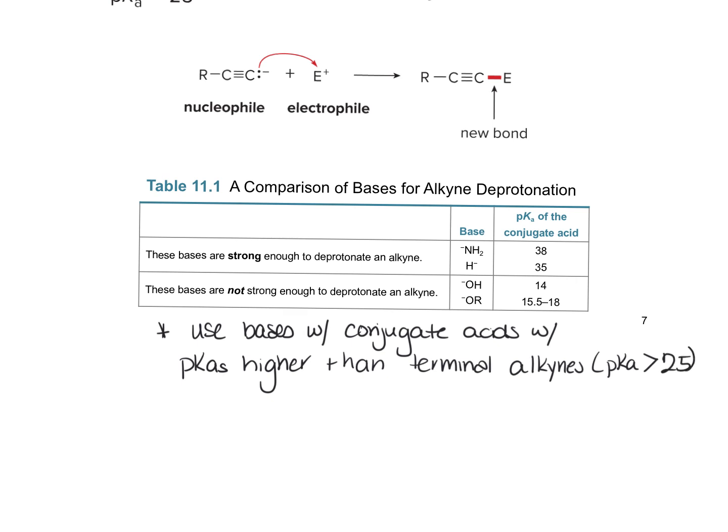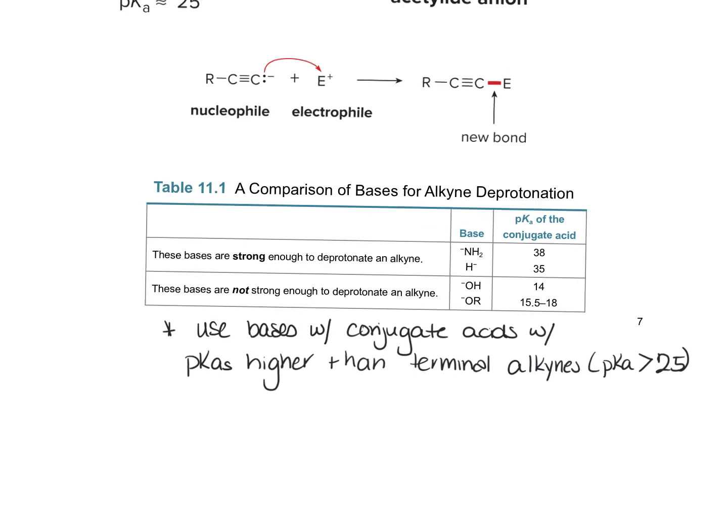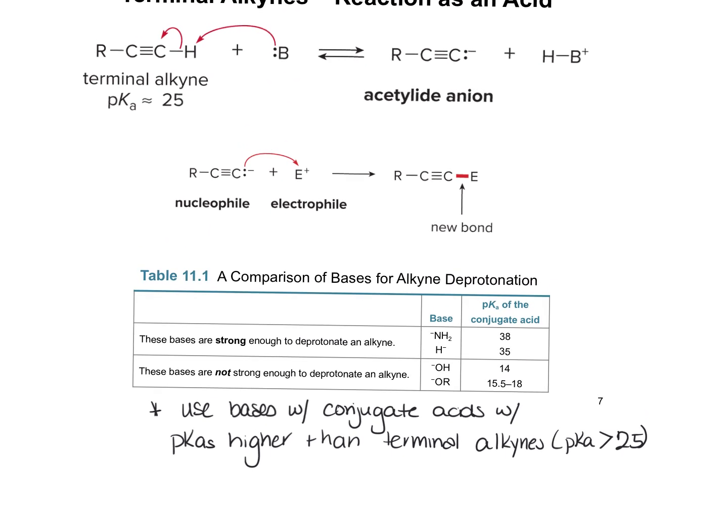Those are strong enough. And so, for example, the bases here, NH2 and a hydride, are strong enough. A hydroxide and a deprotonated alcohol are not strong enough. So amides or hydrides are what we're going to see that can deprotonate that terminal alkyne bond. Now, we're going to talk more about this in the next screencast and how that acetylide ion can then react. So without further ado, let's jump into some of our addition reactions.